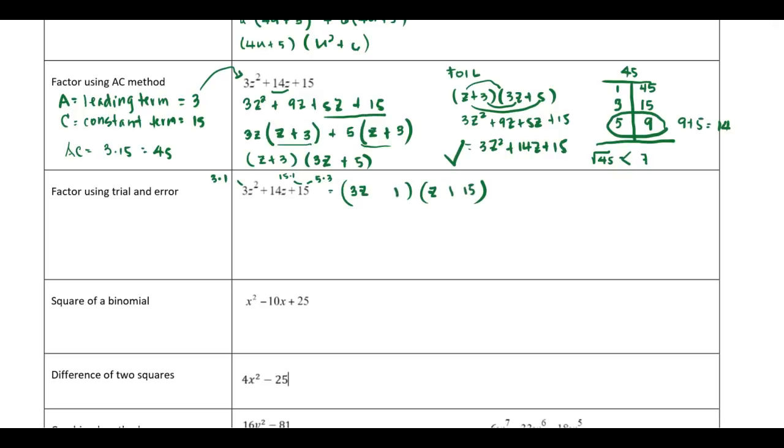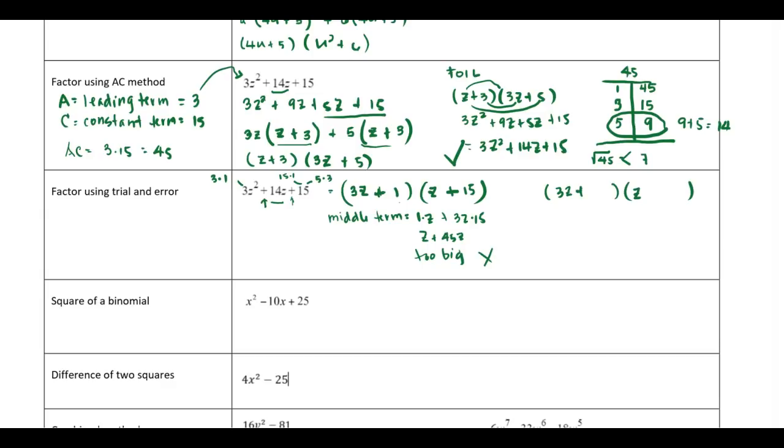On the other side. Now because the last term is positive, these have to be of the same sign. Positive, positive, or negative, negative. The middle term is positive, so we have to choose the positive, positive combination. Now let's try to get the middle term here. It's 1 times z and 3z times 15. So that's z plus 45z. Too big. We want only 14z. So that didn't work.